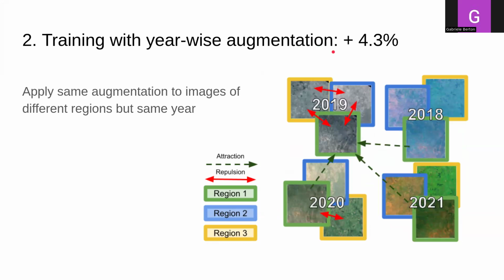To make the task even more complex for our model, we use a year-wise data augmentation, so that to images from a given year, we apply the same type of data augmentation. Images from the same year will always be from different regions. And so this makes the task even more complex for the model, and it makes sure that it's going to be robust to this type of data augmentation. This also improves the model by 4.3%.